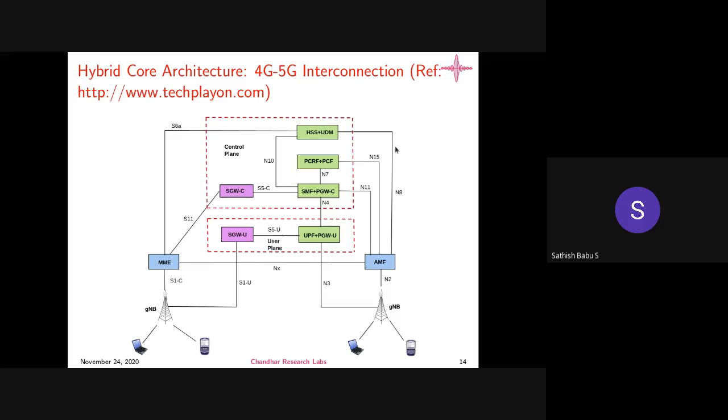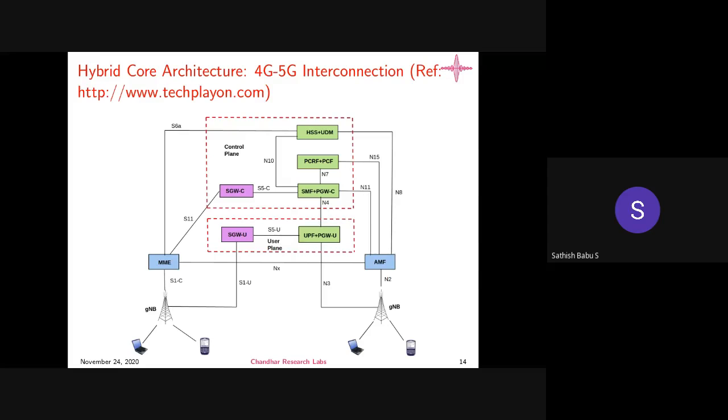So this interconnection between the 4G and 5G paves the way for the deployment scenario. Whether you can go for a standalone architecture, that is a separate 4G architecture or a separate 5G architecture, or else you can have a single architecture with both 4G and 5G, that is standalone or non-standalone architecture, that will be discussed in the future slides.